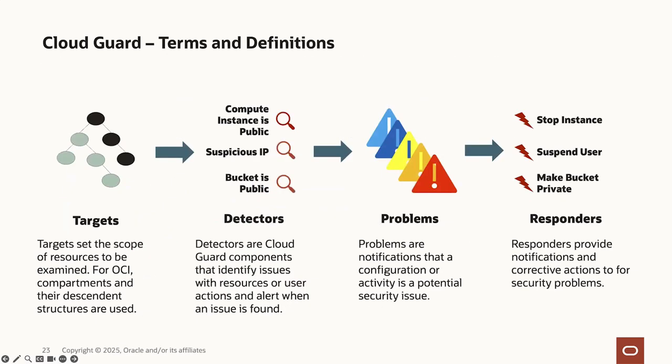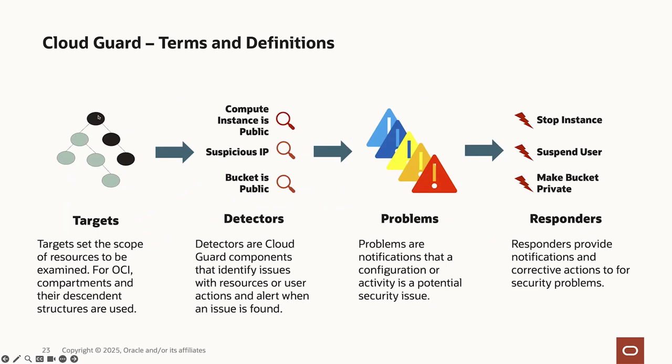So when we're working with CloudGuard, there's a few different concepts to familiarize yourself with. We have targets, and targets are going to set the scope of resources to be examined. As an example, targets are going to be set on compartments. They can be set on a child compartment or the root level compartment.